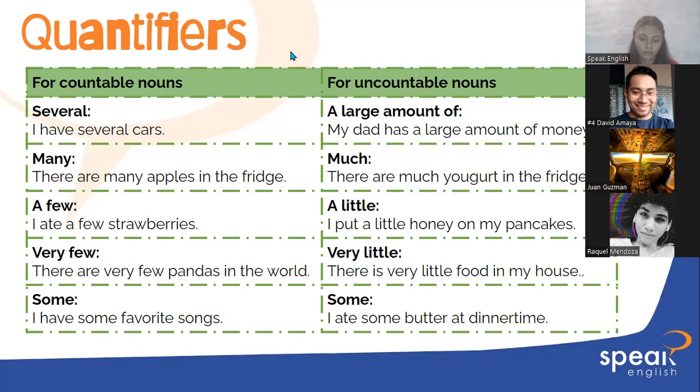Now for uncountable nouns. A large amount of. My dad has a large amount of money. Much. There is much yogurt in your fridge. A little. I put a little honey on my pancakes.